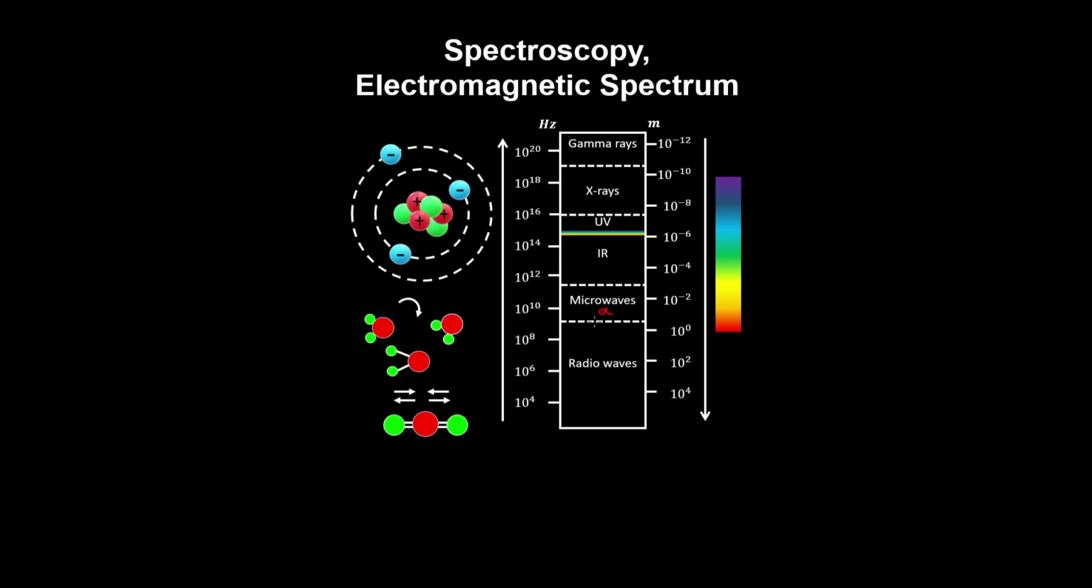Now, microwave radiation is associated with transitions in molecular rotational levels. So when a photon interacts with a molecule, the molecule rotates, or if the photon's not at the right energy level, it just passes through the molecule.